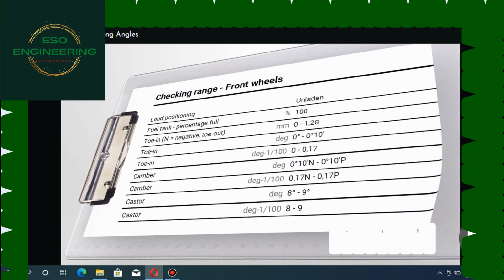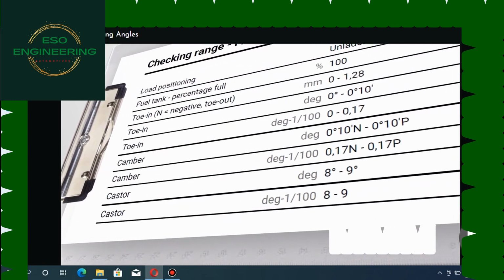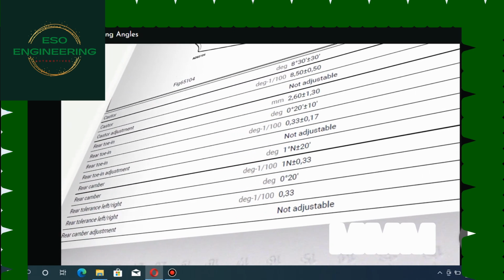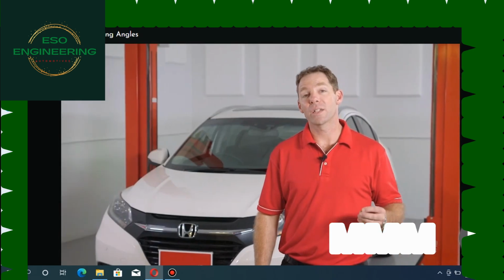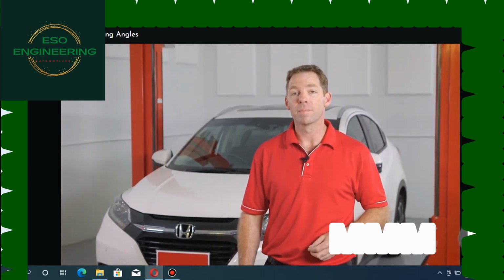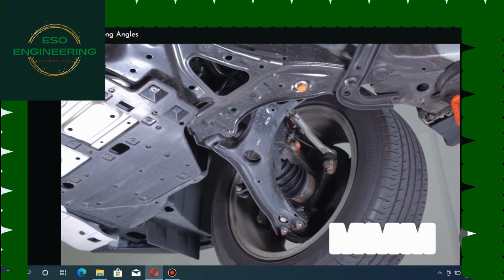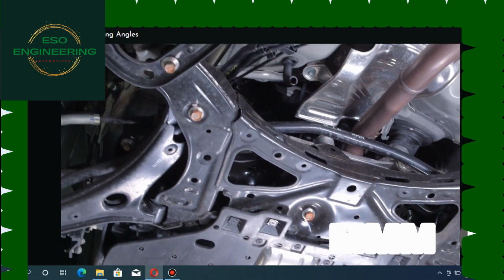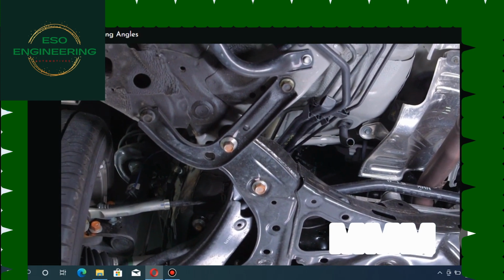OEMs build their cars to a set of numbers, and those numbers often reflect safety concessions, comfort considerations and a variety of others. How a car steers is the first thing most people think about when we mention handling. Some characteristics of a vehicle's steering are locked in. However, other adjustments are widely variable and can be altered by steering alignment.